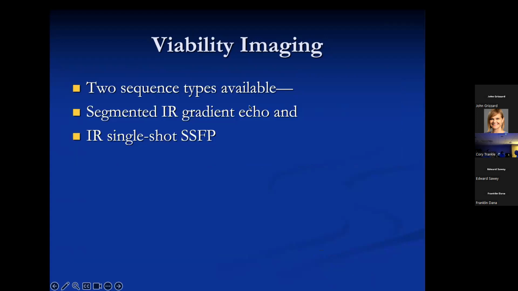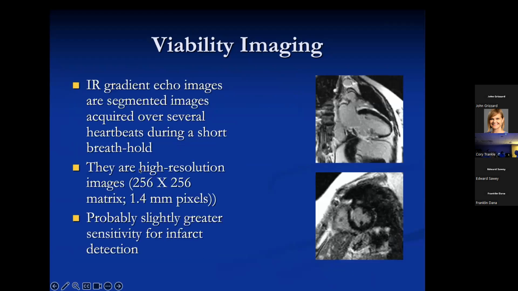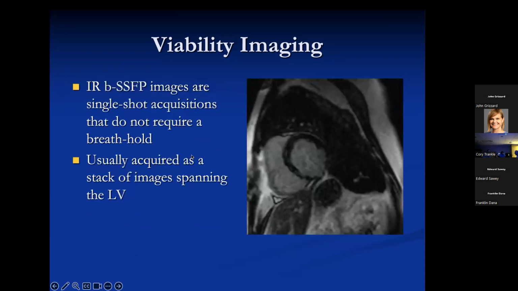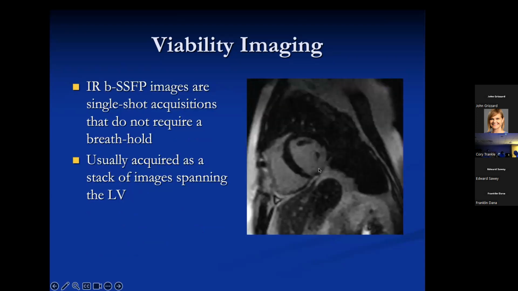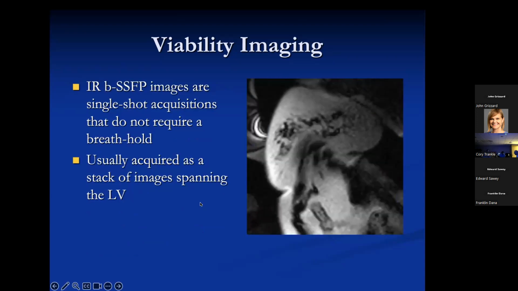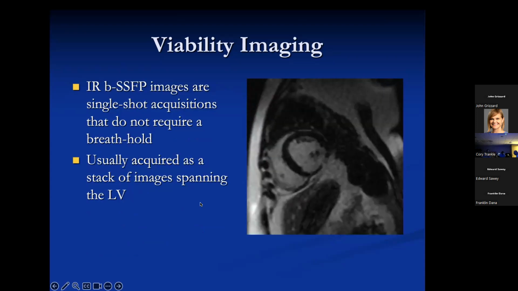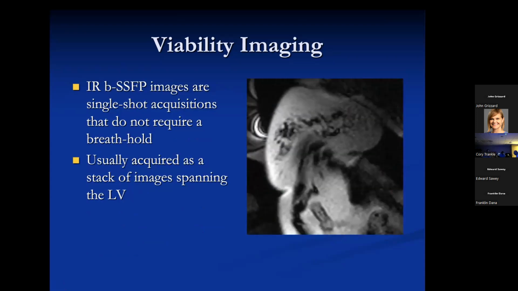There are two types of inversion recovery sequence, the segmented high resolution version, we call it, or the single shot version, right? And we acquired the gradient echo images with high resolution, 256 by 200 or 256 by 256, and they're quite elegant. A little bit more sensitive for infarct detection, right? The steady state free precession images we acquire as a stack of images. Their resolution is slightly less. We use a 192 matrix. I would not go below that.